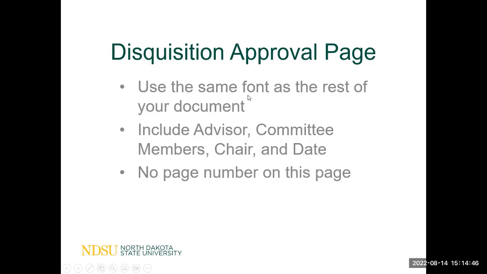And so when you are including it, just make sure it's in the same font as the rest of your document. If you're using Times New Roman on the title page and in the rest of the document, you're going to want to use Times New Roman on the approval page. You're going to include the advisor, committee members, your department or program chair, and the date that the original approval page was signed. And you'll have that once the DocuSign process is completed. And just remember, there's no page number on the approval page or the title page. And final thing is, please don't put your student identification number on the approval page in the thesis or the dissertation or paper. We don't want to publish that.